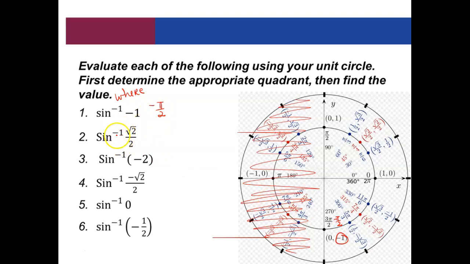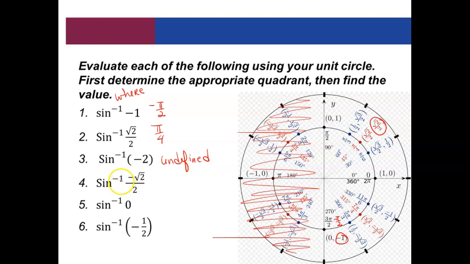Okay, next, where is sine the square root of 2 over 2? Sine is positive in this first quadrant, so I need to be looking up here. Sine is my second coordinate, so it's here, and my answer is pi over 4. Okay, where is sine -2? Well, sine never goes below -1, so this is undefined. The domain for the inverse sine function is between -1 and 1, so if I take the inverse sine of anything outside of that interval, I get an error message on the calculator and it's undefined.